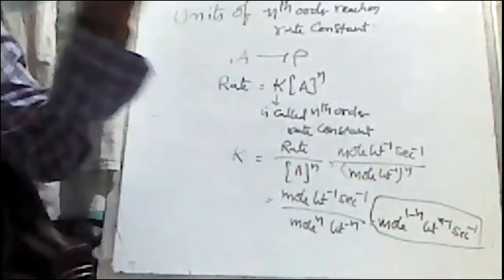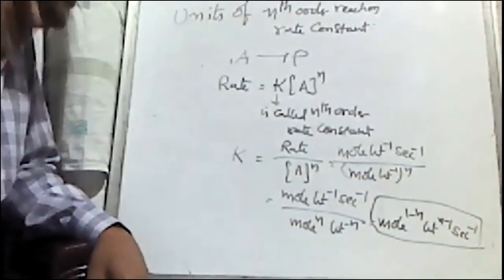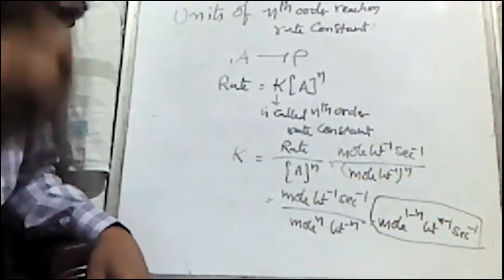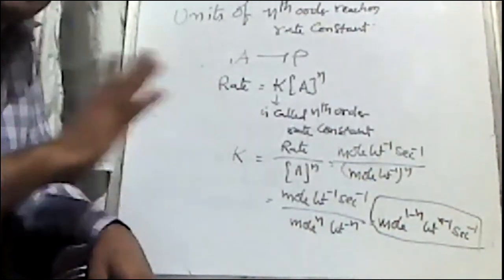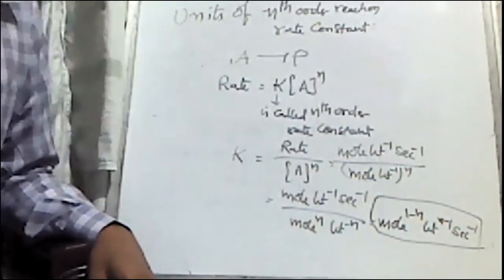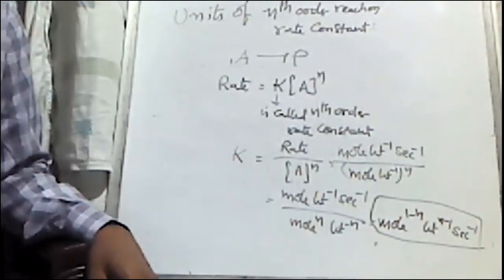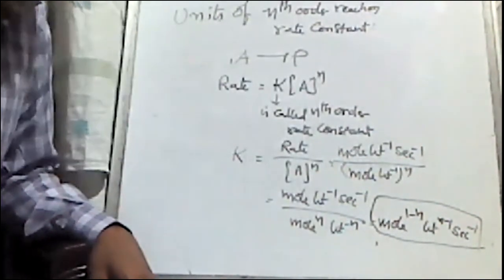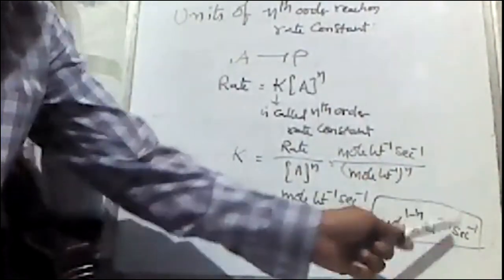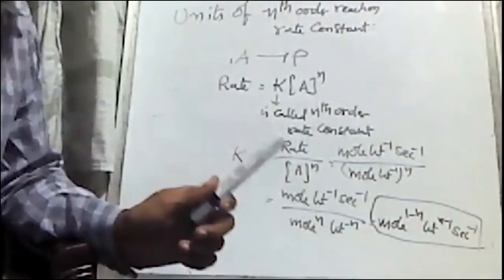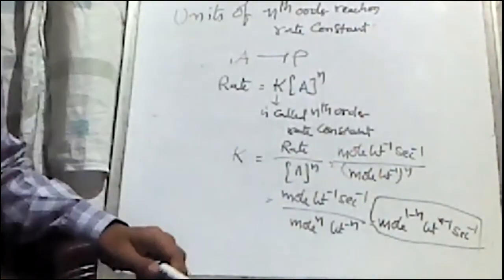So these are the units of the rate constant of an nth order reaction. What are the units of the rate constant of an nth order reaction? Mol^(1-n) L^(n-1) s⁻¹. These are the units for the rate constant of an nth order reaction.